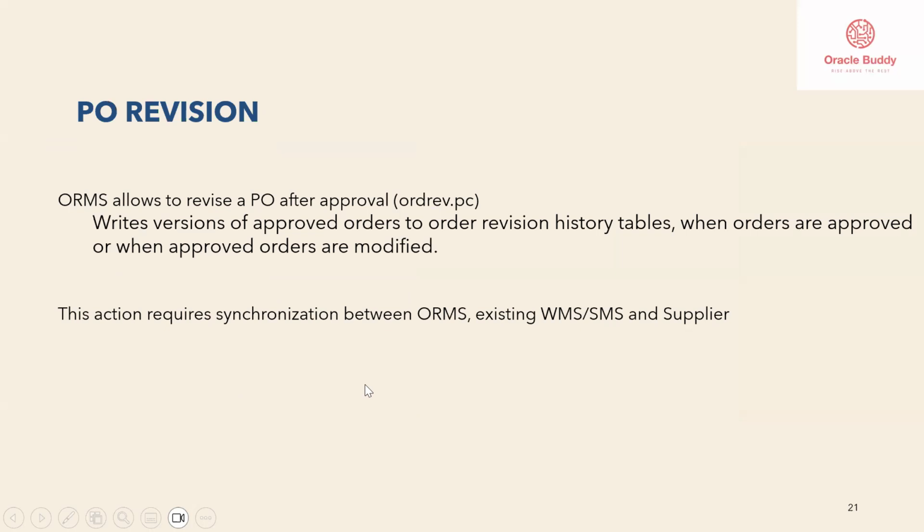PO revision. ORMS allows to revise a PO after approval, which is done by the order revision batch nightly. It writes versions of approved orders to order revision history tables when orders are approved or when approved orders are modified. This section requires synchronization between ORMS, existing WMS, and supplier.